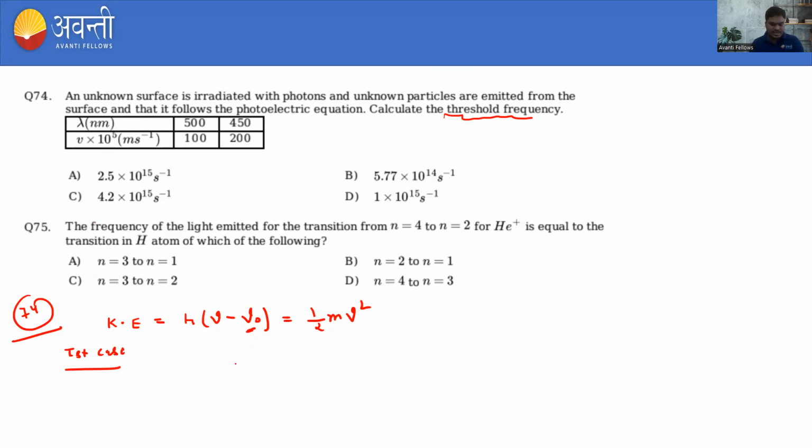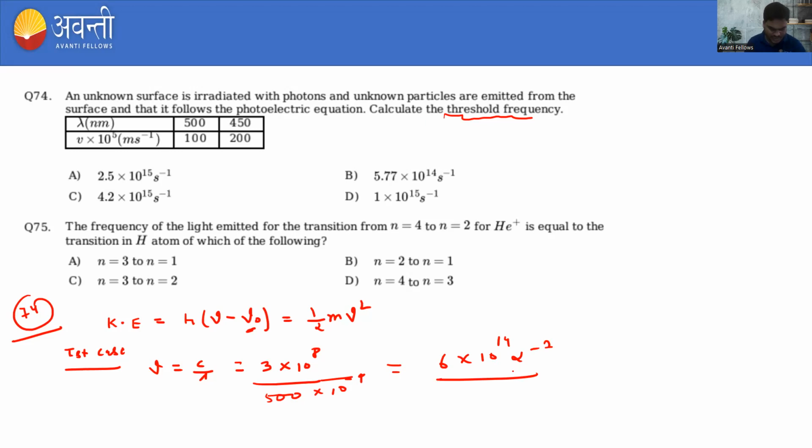For the first case, you can calculate frequency equal to c upon lambda. What is c here? c is 3 into 10 raised to the power 8. What is lambda here? Lambda is given as 500 nanometers, so this is 500 into 10 raised to the power minus 9. On solving, you'll get 6 into 10 raised to the power 14 per second. This is the value of the frequency from that equation.